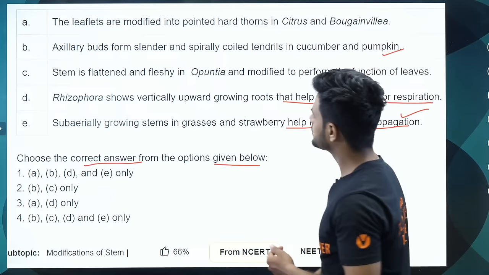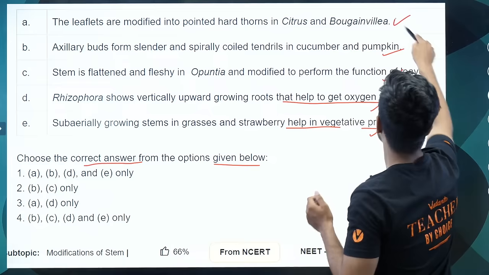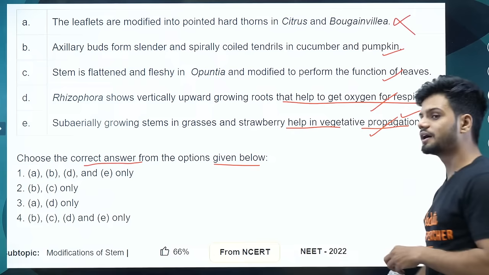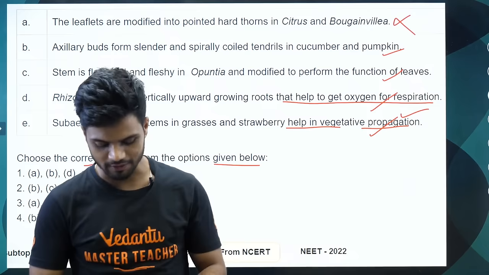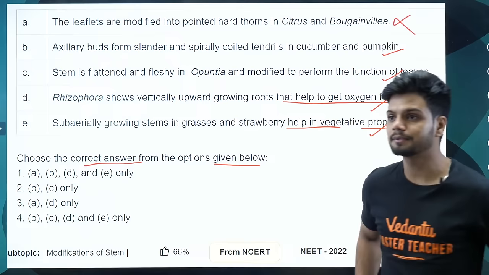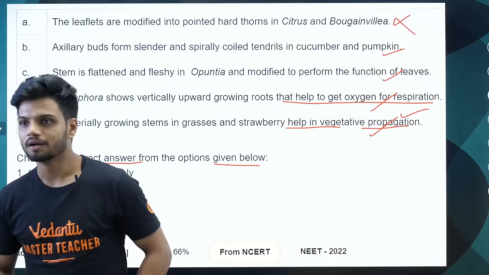See, students, this is correct. This statement is wrong. Option A is said to be wrong here. Now you know the answer, tell me why. The first option is wrong. Tell me why. Tell me why the first option is wrong. Anyone in the chat? Why? Can anyone tell me why is the first option wrong?